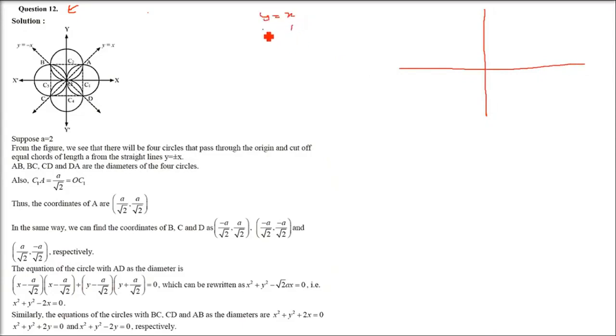See, y equals x means when x is 1, y is 1. When x is 2, y is 2. When x is 3, y is 3. So you have this as the line.